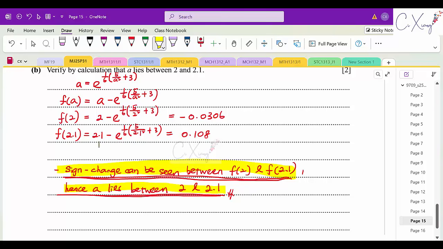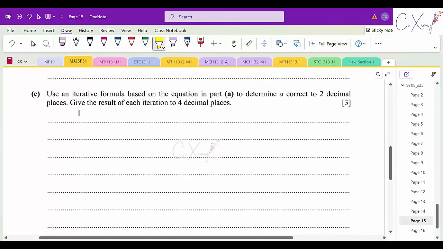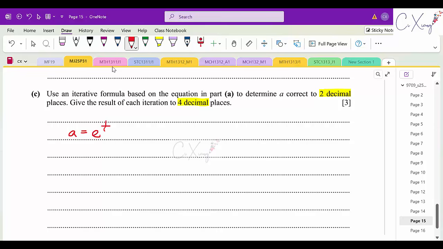Okay, then let's continue to part C. For part C, use an iterative formula based on the equation in part A to determine a correct to 2 decimal places. So our final answer should be 2 decimal places. Each iteration is 4 decimal places. Right. Okay, so what's the iteration formula again? We are using back the original iterative formula, a equals e power 1 over 6 of (5 over a squared plus 3). So basically we are using the right hand side one, this iterative formula here.